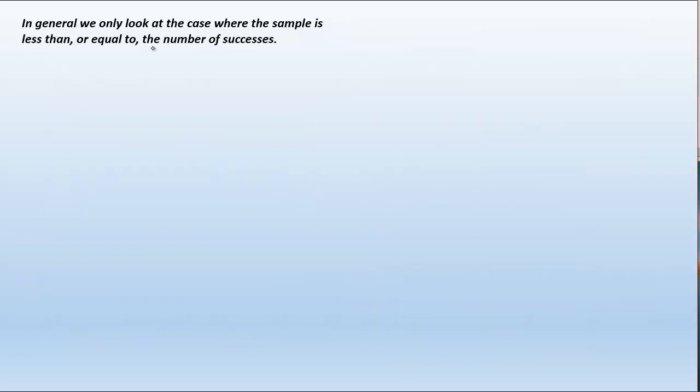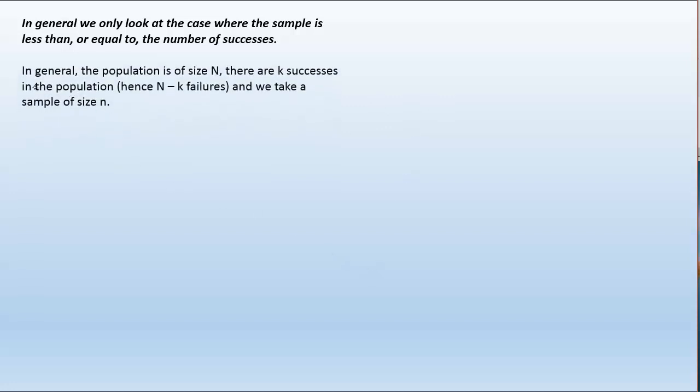In general, we only look at the case where the sample is less than or equal to the number of successes. In other words, not the second situation we just looked at. In general, the population is of size big N. There are k successes in the population and hence N minus k failures. And we take a sample of size little n.